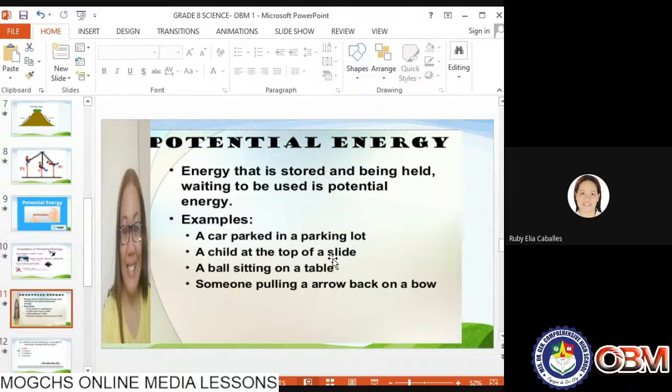Furthermore, potential energy is energy that is stored and being held, waiting to be used. Some examples here are a car parked in a parking lot, a child at the top of a slide, a ball sitting on a table, and someone pulling an arrow back on a bow.